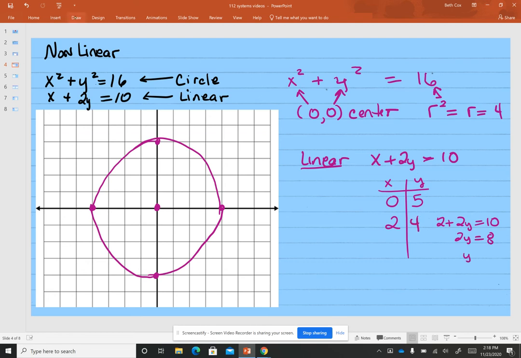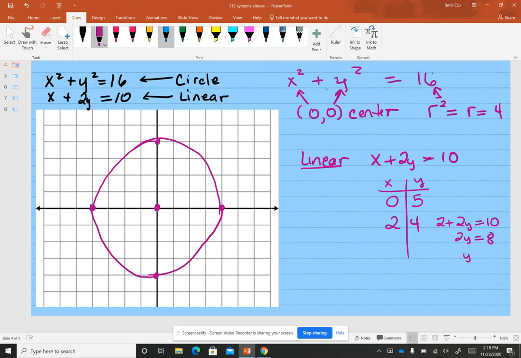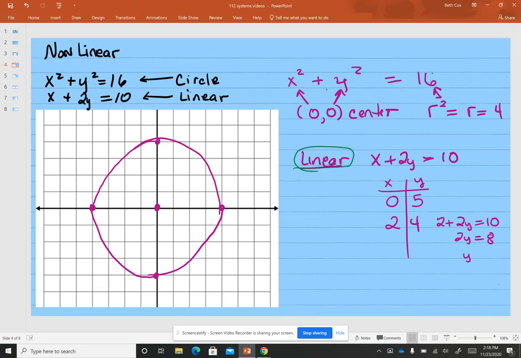Let me do a different color for this one. So for my linear, 0, 5 is up here. And 2, 4 is here. And let's see, I think that's it.